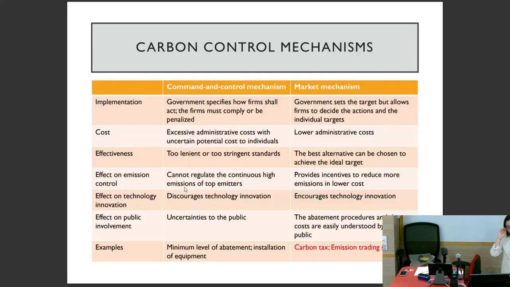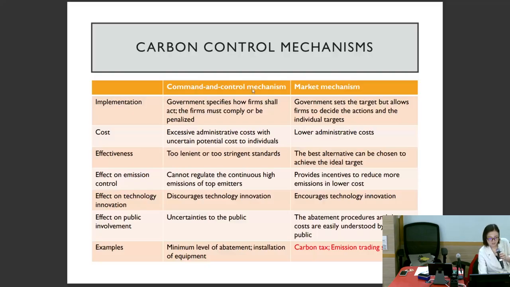So this is a table comparing the command and control mechanism, just like banning, or maybe another example is the banning of the use of some kind of refrigerant to reduce ozone depletion, like the HCFC. Banning the use of this kind of refrigerant so as to reduce the ozone depletion in the atmosphere. Even if you have much money and want to pay extra so that you can use this kind of refrigerant, no, not allowed. It is regulation, so you must follow command and control. And the market mechanism is like the carbon tax and emission trading scheme.